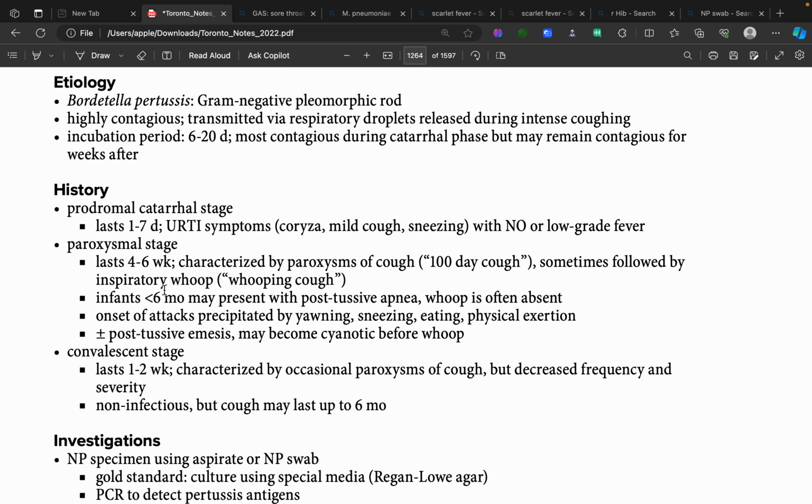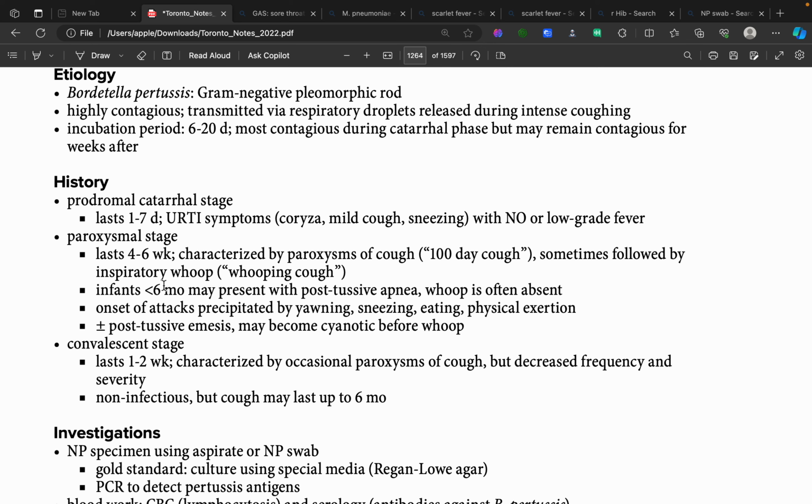I remember in childhood I had pertussis, and it was quite not pleasant, very bad coughing, and I even had dyspnea.